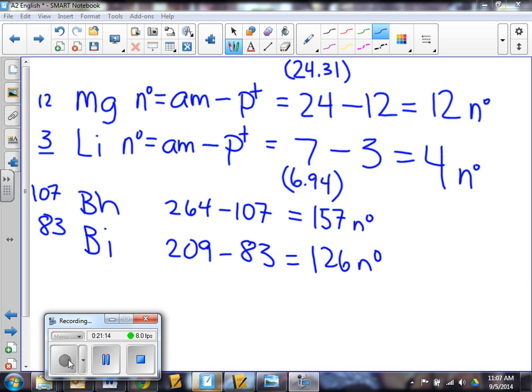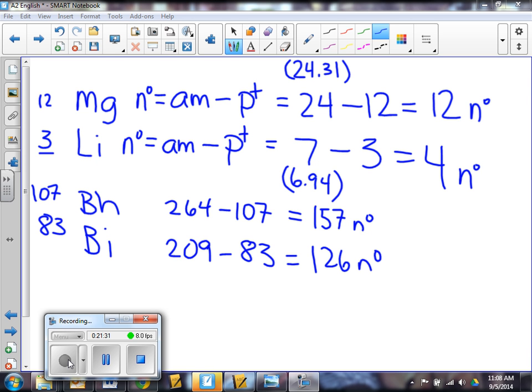So it's just a subtraction. The real key thing to remember is make sure that you've rounded that mass off correctly, because if you're off by 1, then your answer will end up being incorrect. Does anyone have any questions about finding the numbers of neutrons that they would like to ask?